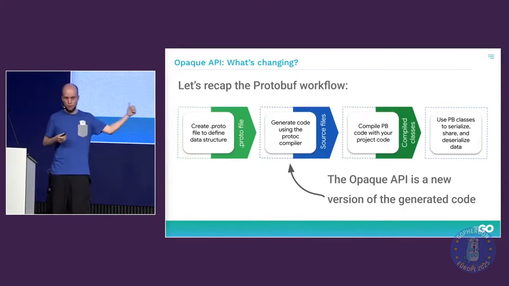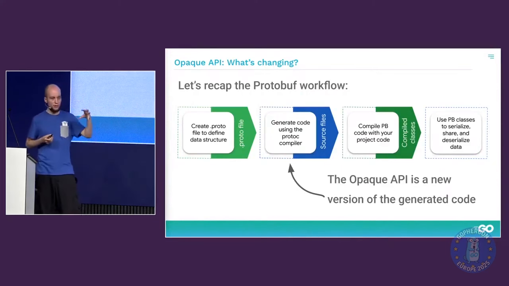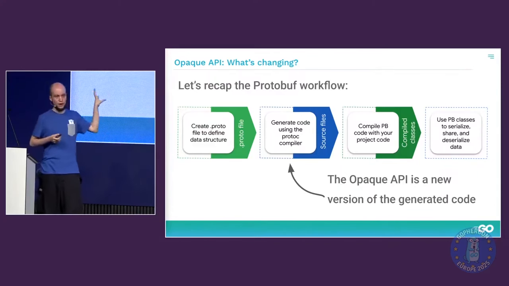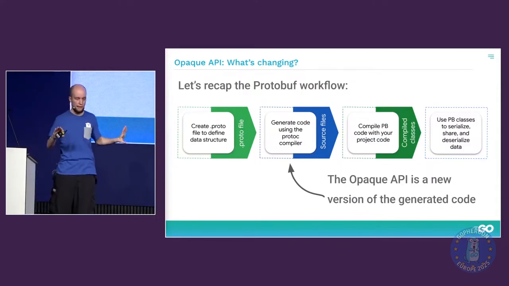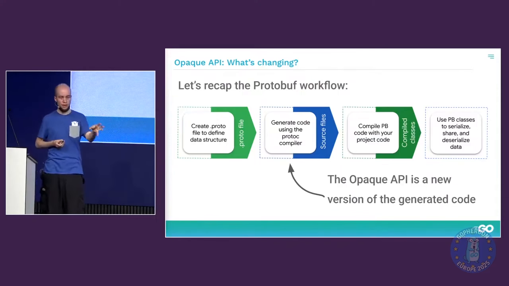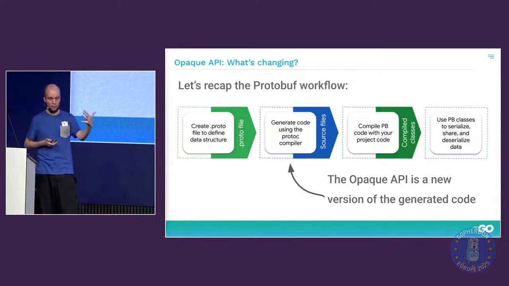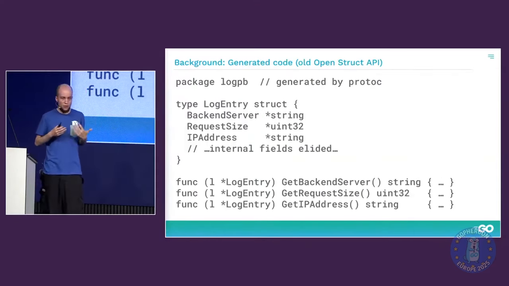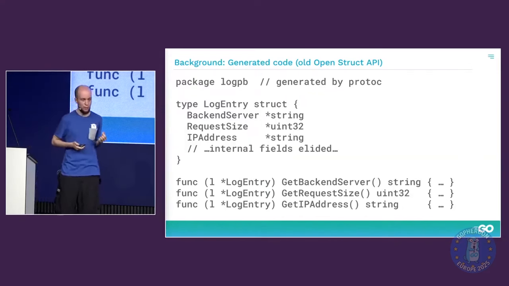So we've just gone through all of these stages, and to be clear, the Opaque API is not changing anything about the .proto files or anything about the Protobuf serialize and deserialize functions that you would use in your code. That all stays the same. The thing that changes is only the generated code. So the Opaque API is a new version of the generated code. Before I can describe what really changes, let's dive into the generated code just a little bit more.